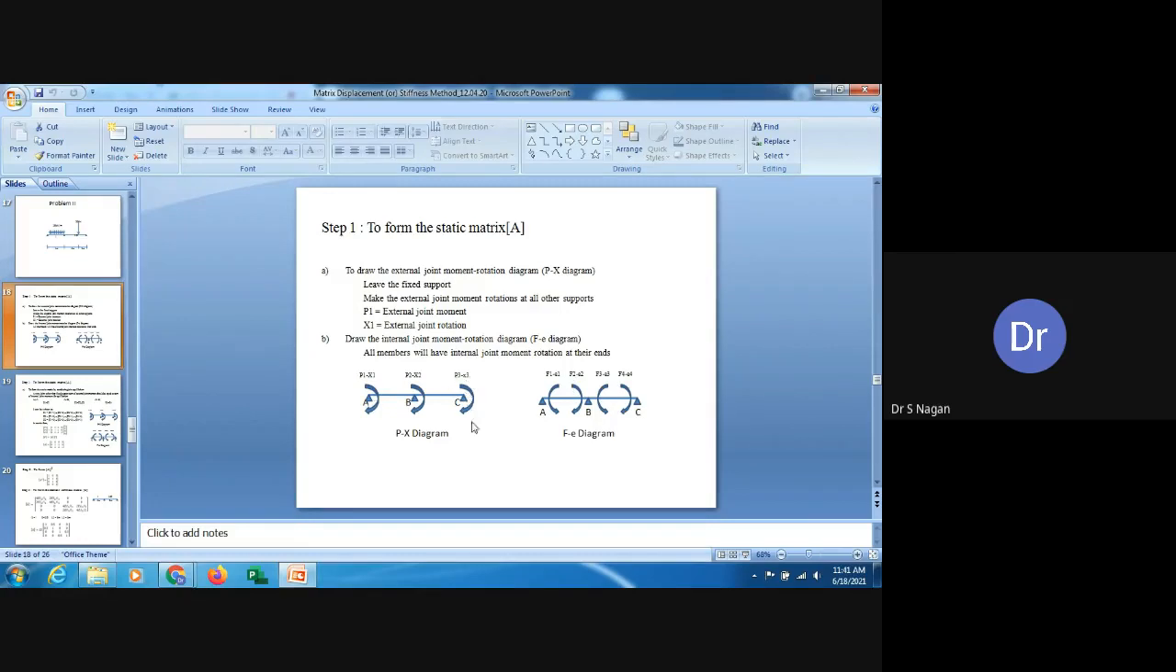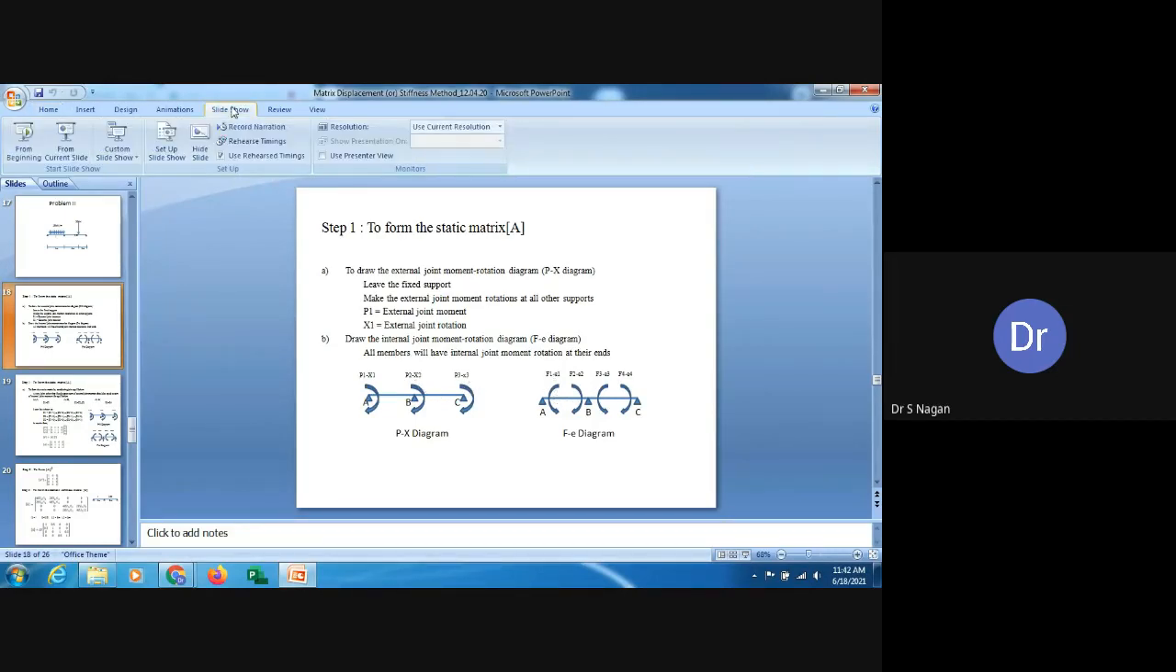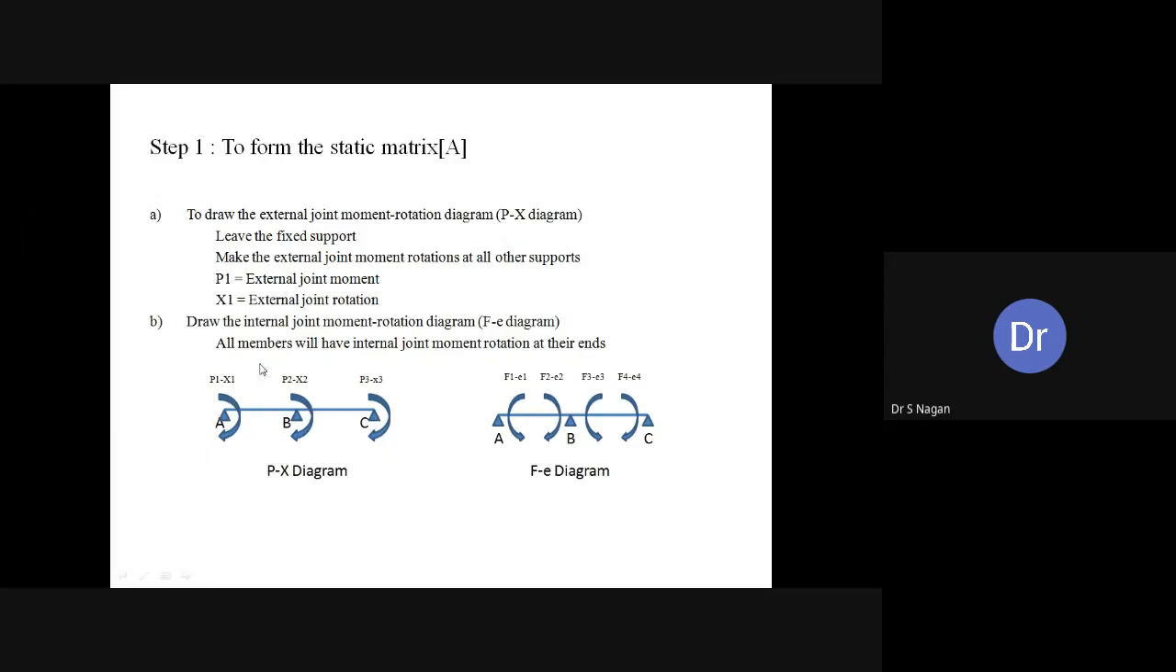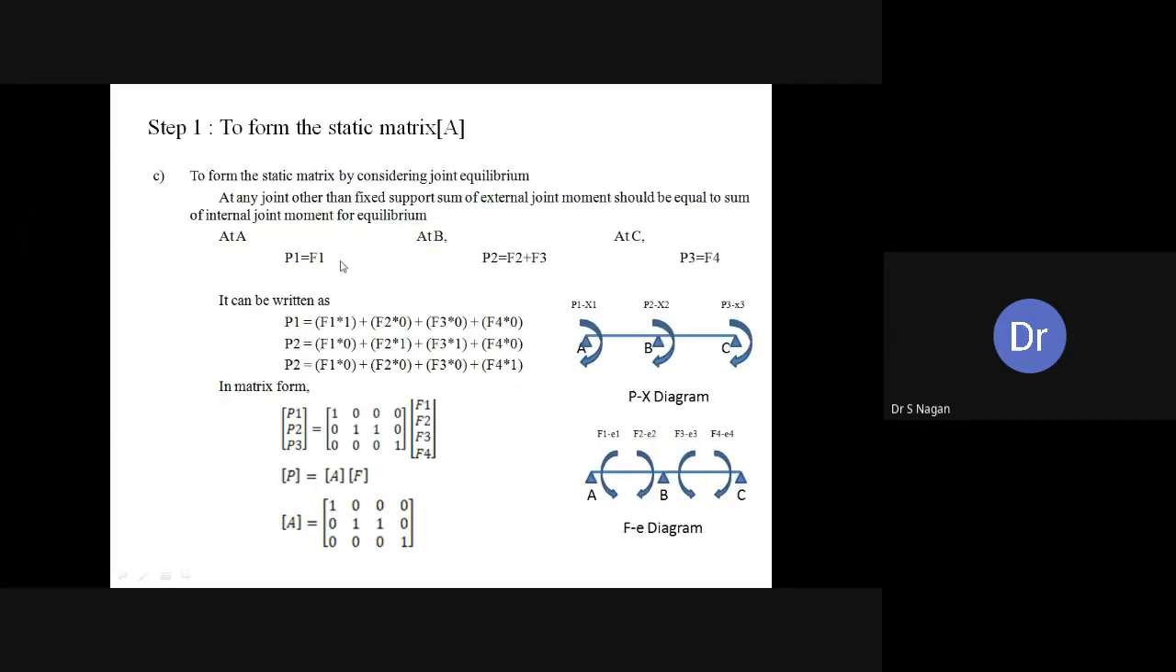Now next you compare these two. Here we have P1, here I have F1. So P1 equal to F1. If I compare P2, P2 equal to F2 plus F3, and P3 equal to F4. So by comparing the FE and PX diagrams, we can form the relationship between P and F. So P1 equal to F1, P2 equal to F2 plus F3, and P3 equal to F4. That's what we have written here.